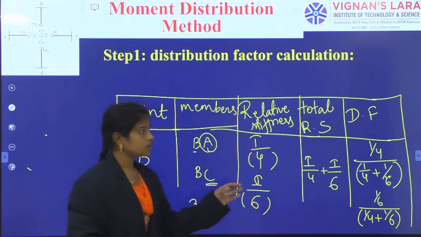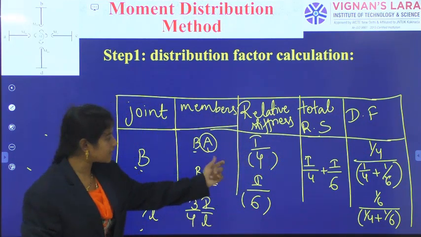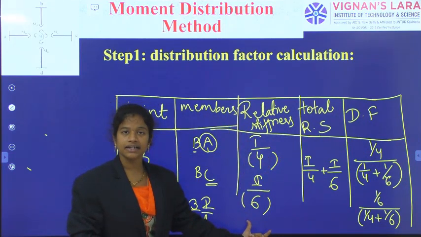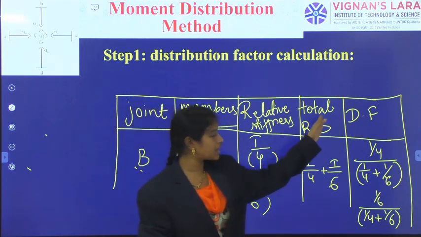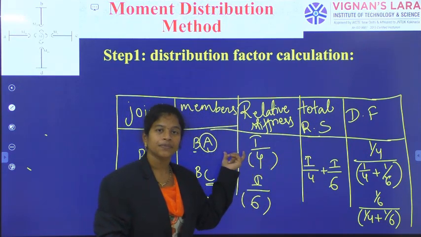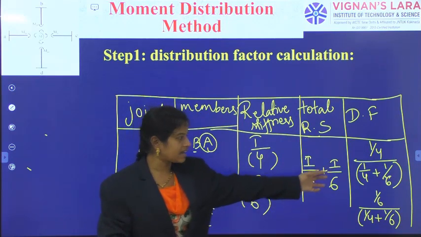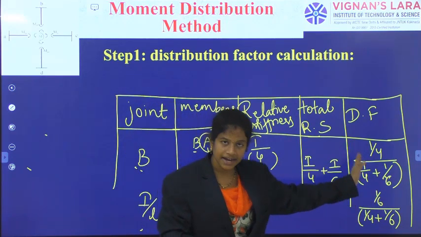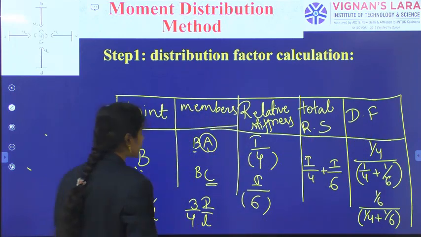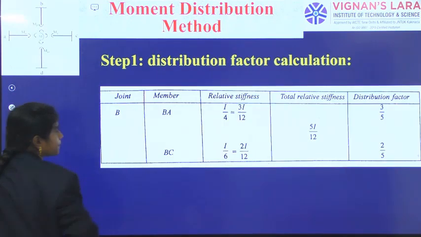So in this way we will complete the distribution factor. How have we done it? Individually taking the relative stiffness, and then summing these two, we have got the total relative stiffness, and then individual by total, and cancelling I, we have got the ratios like this, and with the ratios we will get the table that may appear like this.